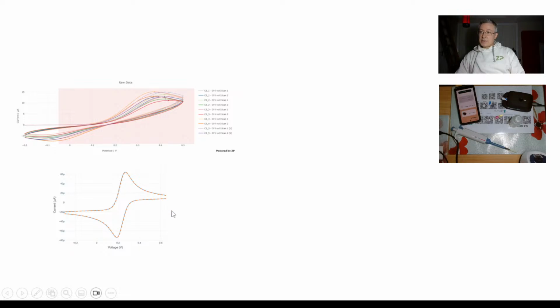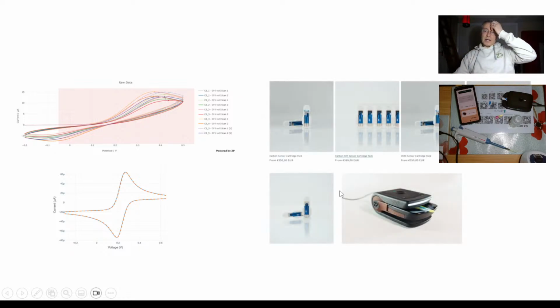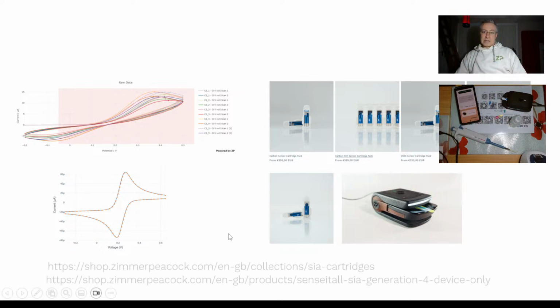And I can see that their peak-to-peak separation is more like 90 millivolts when tested at a 50 millivolts per second scan rate. So what does this tell me? It tells me that we at ZP may have a connection issue connecting to their screen printed electrodes. So I just want to drill into that a little bit now as well.